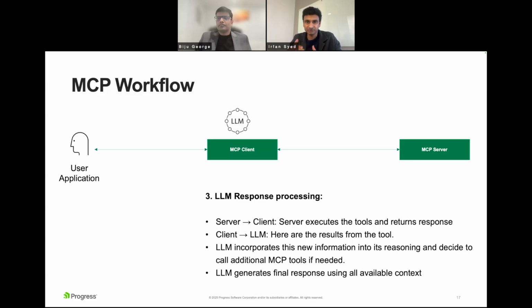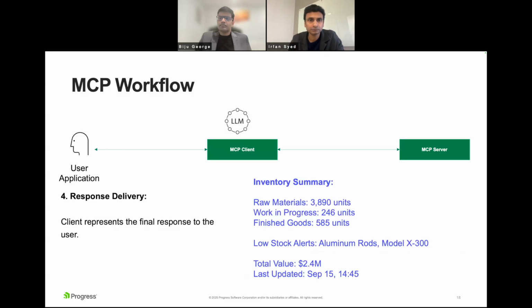The LLM incorporates this new information into its reasoning and decides whether it has to call additional tools or additional prompts to get more information, or whether it is sufficient. If it is sufficient, if it does not need to execute more tools, it will generate a final response using all the available context it got.